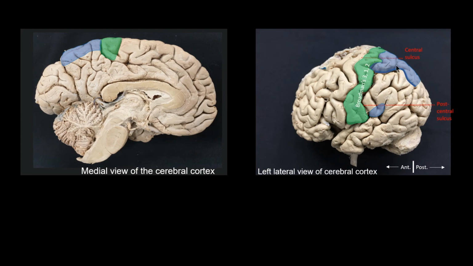The somesthetic association area is present in the superior parietal lobule on the superolateral surface and extends onto the medial surface over here as well. See, it's behind the paracentral lobule and in front of the parieto-occipital sulcus. This region belongs to the parietal lobe, and that is the somesthetic association area inside the superior parietal lobule. This region is also known as Brodmann's areas 5 and 7.